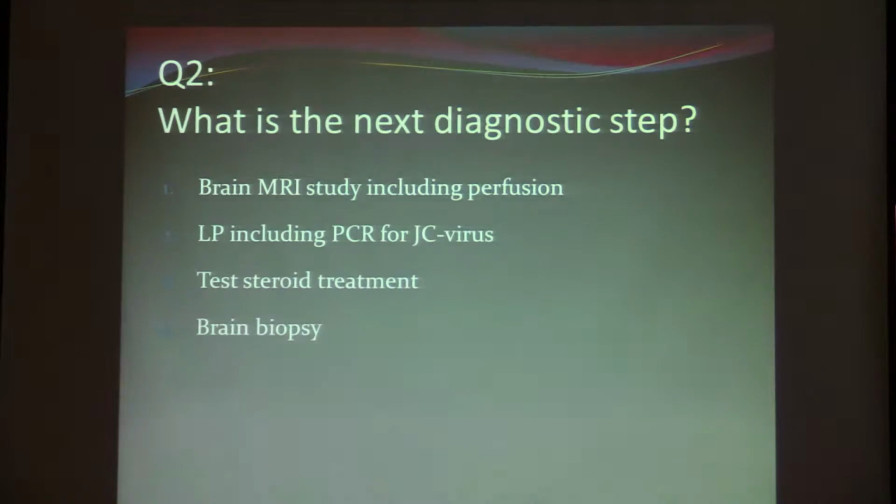Okay, and the second question. What is the next diagnostic step for our patient? First, brain MRI study including perfusion. Second, LP including PCR for JC virus. Third, test steroid treatment. And fourth, brain biopsy.